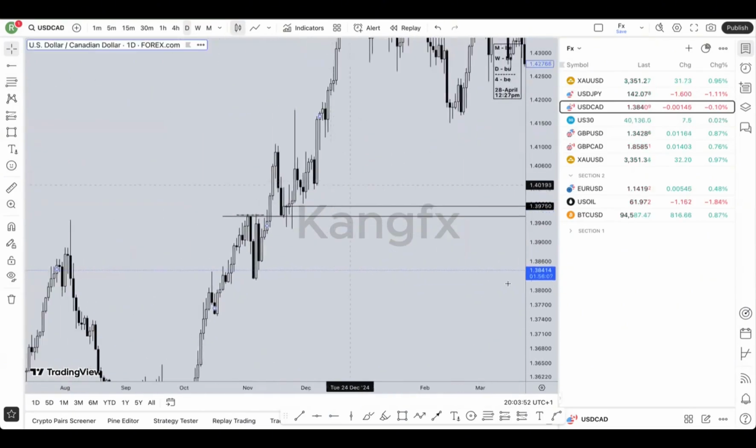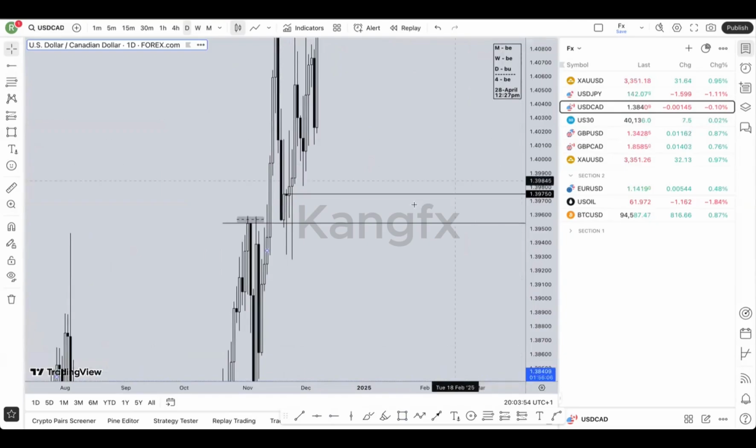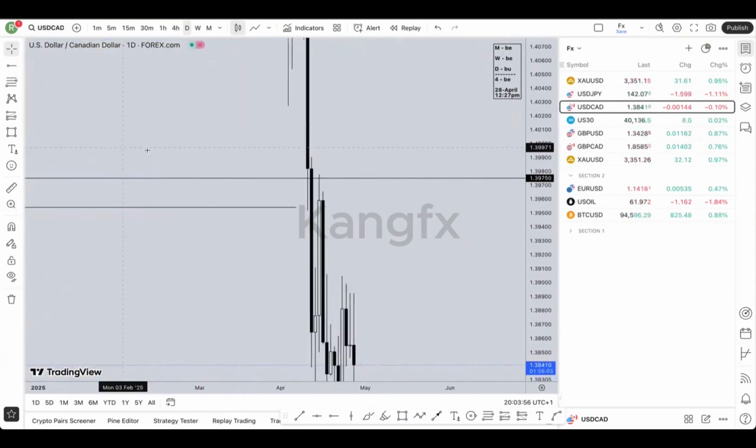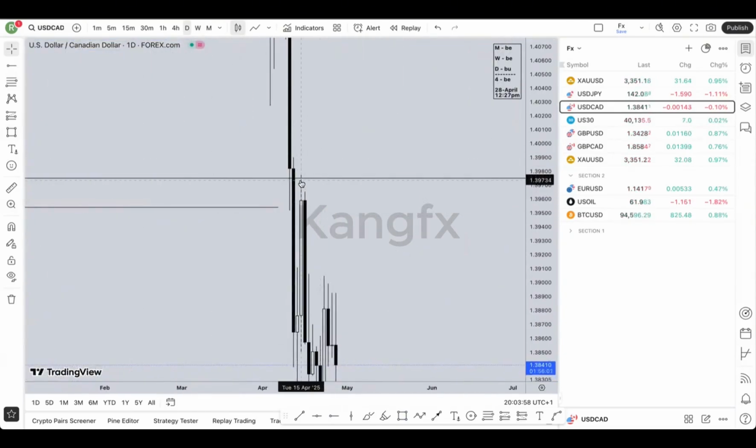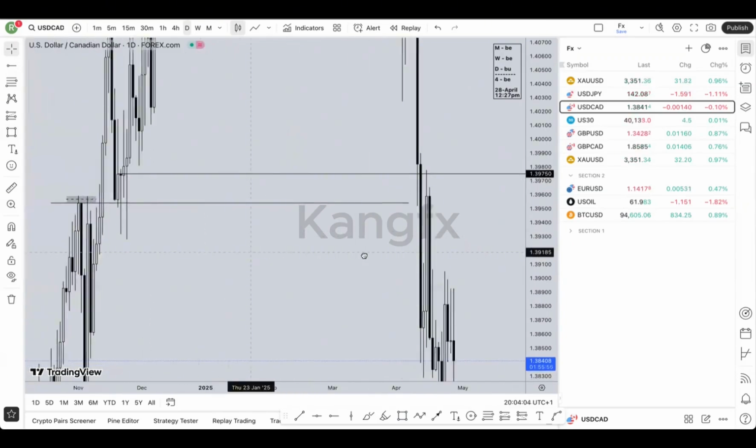No matter how small the resistance was, it's still a resistance. I marked it. The market came to it. This was the trade on the 15th of April. So the market came straight to it. So in essence, what am I trying to say?